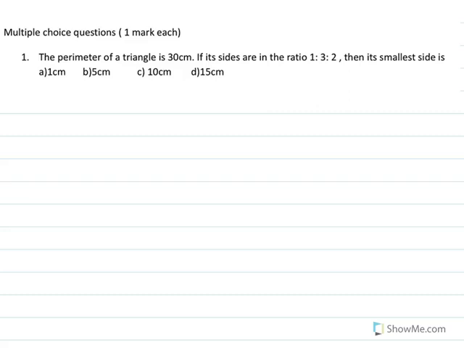The perimeter of a triangle is 30 centimeters. If its sides are in a ratio 1:3:2, then its smallest side is? So here we have the sides in a ratio 1:3:2. That means the sides are 1x, 3x and 2x.